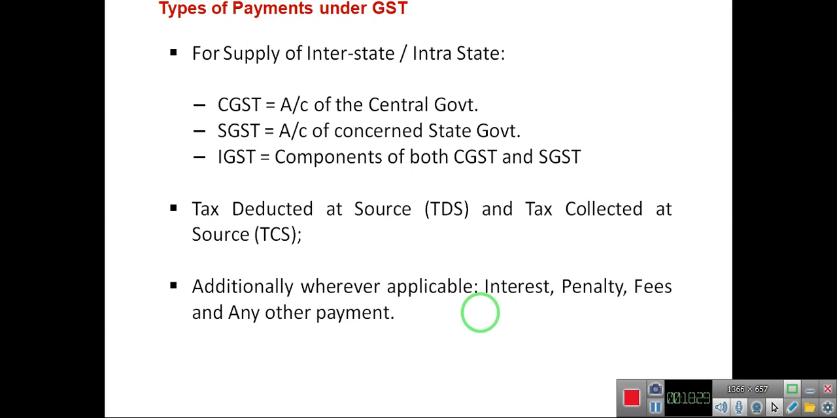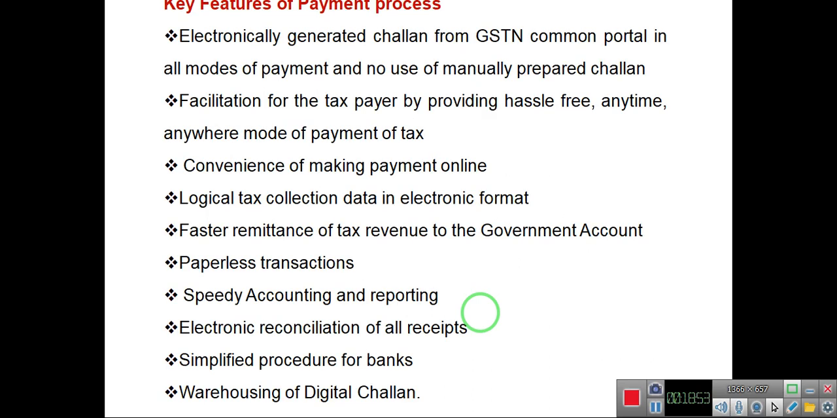Now we'll discuss the payment process under GST. In case of GST, four types of GST payments can be made: CGST, SGST, IGST and UTGST. Apart from that, the tax deducted at source or tax collected at source, and interest, penalty, fees and any other payment wherever applicable. The key features of the payment process under GST: electronically generated challan from the GST common portal in all modes of payment, and no use of manually prepared challan.